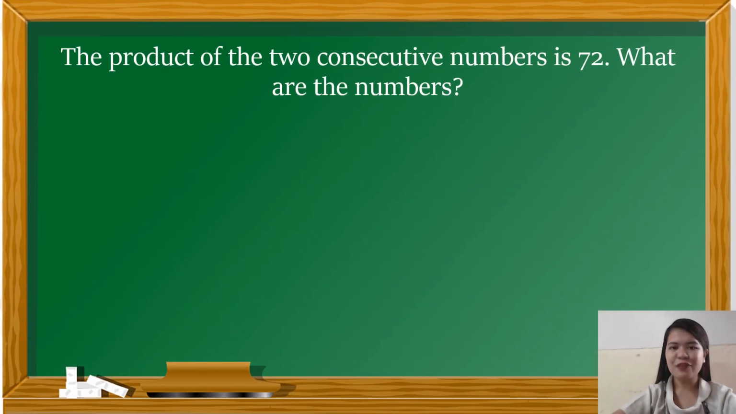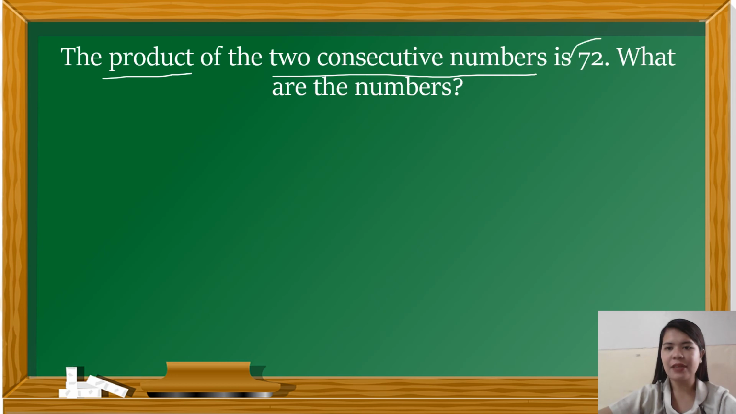The product of two consecutive numbers is 72. What are the numbers? The keywords that we can use to understand the problem are product, two consecutive numbers, and 72. Product is the result from multiplication. Two consecutive numbers mean dalawang magkasunod na numbers, 72.